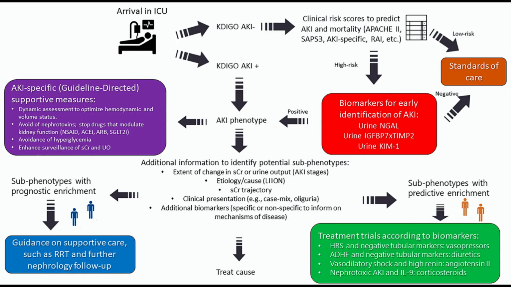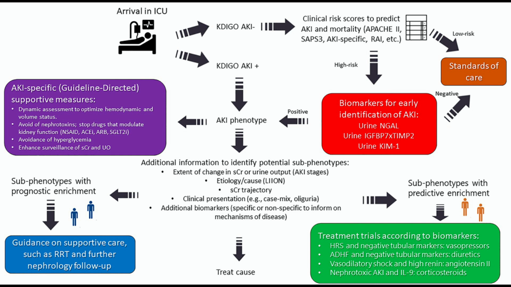Upon arrival in the ICU, patients undergo an assessment using the KDIGO AKI guideline. Clinical risk scores, like APACHE-2, SAPS-3, AKI-specific, RI, are used to predict AKI and mortality. Patients are categorized into low-risk and high-risk groups. High-risk patients are further assessed for AKI phenotype and tested for specific biomarkers to identify AKI early, including urine NGAL, urine IGFBP7-XTIMP2, and urine KIM1.